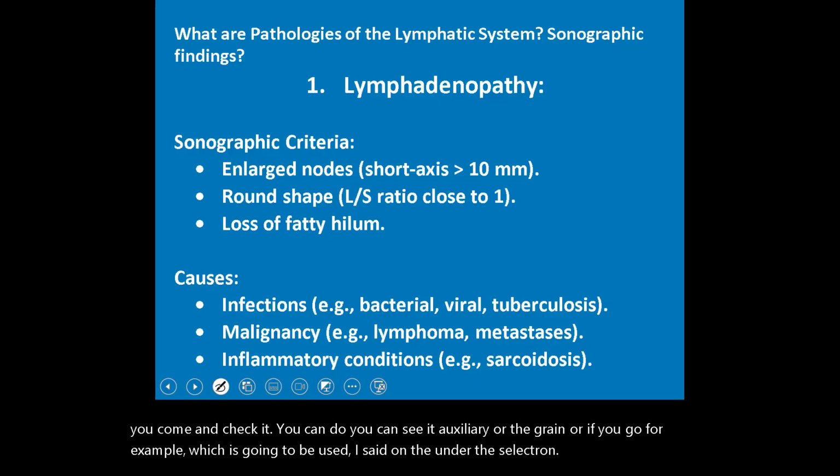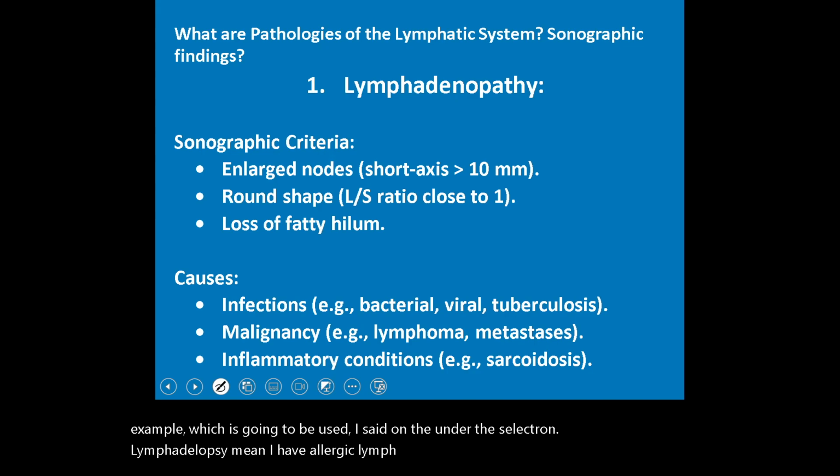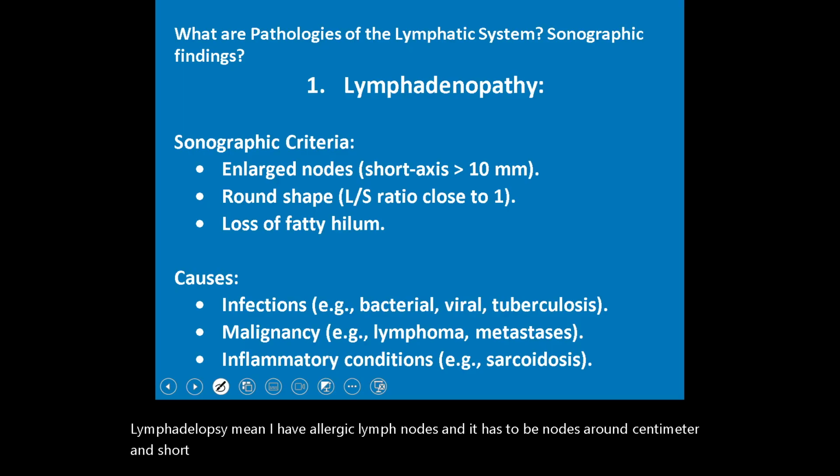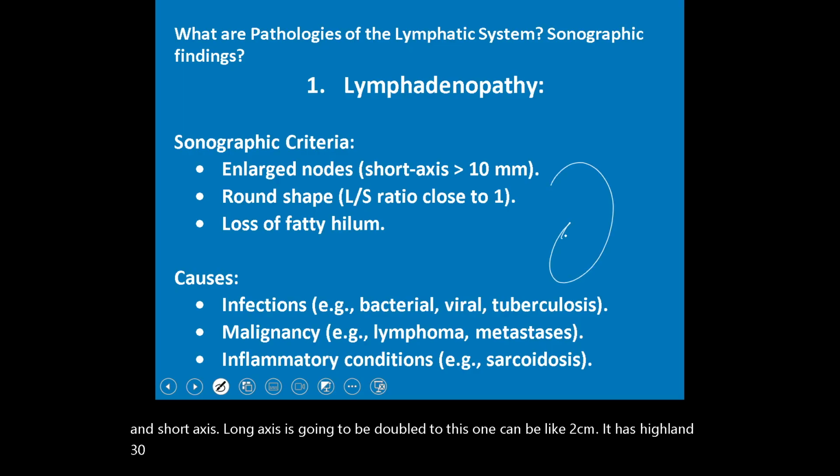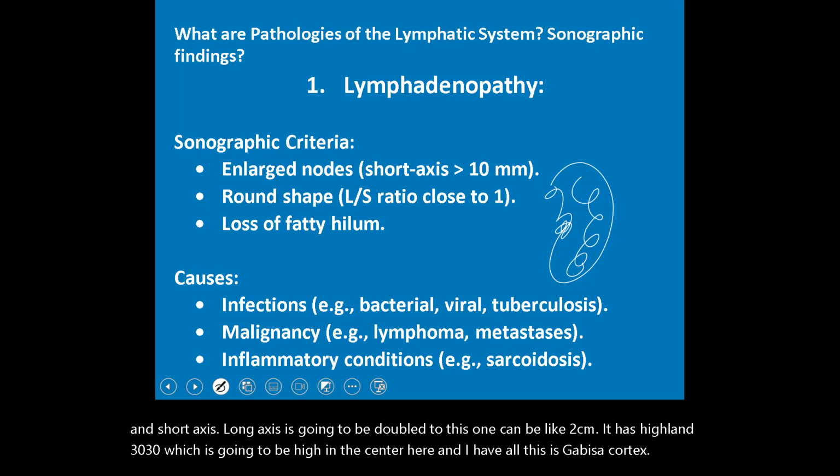Lymphadenopathy means I have enlarged lymph nodes, and it has to be more than 1 centimeter in short axis. Long axis is going to be double, so this one is going to be like 2 centimeters. It has hilum fat, which is going to be hyperechoic in the center here, and all of this is going to be the cortex. What are the causes of lymphadenopathy?